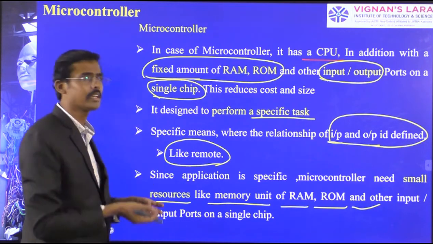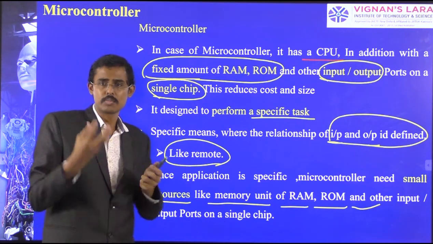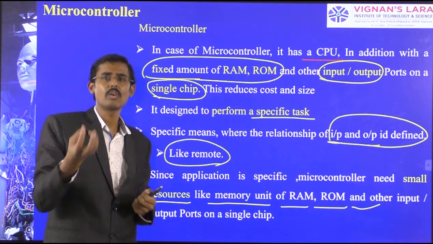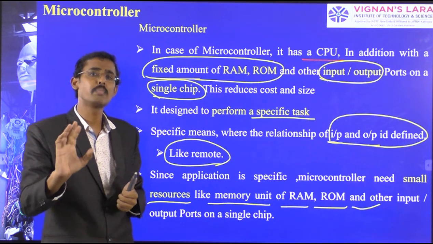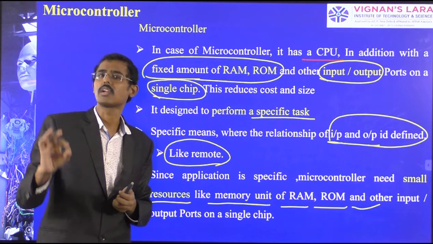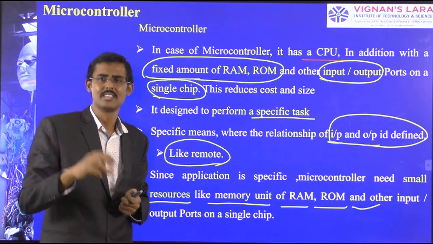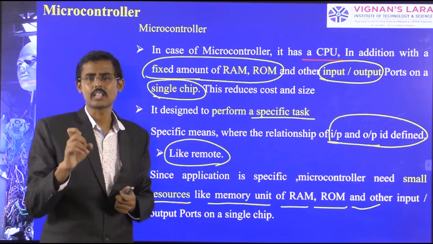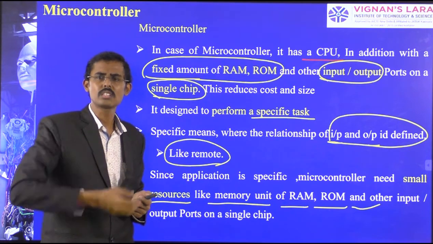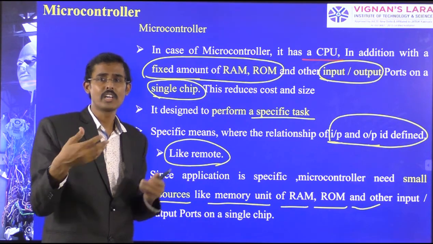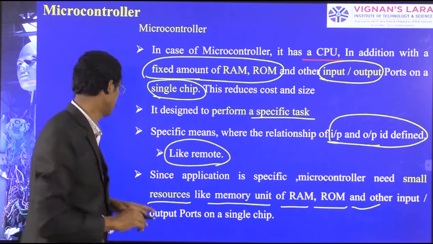Therefore, a microcontroller can be utilized where a specific task is needed, where only one job is done constantly and repeatedly. At that time you can use it. Like a camera, also only one task: shutter open, shutter down, click. Those things we can do with a defined input and output relationship. There we are using microcontrollers.